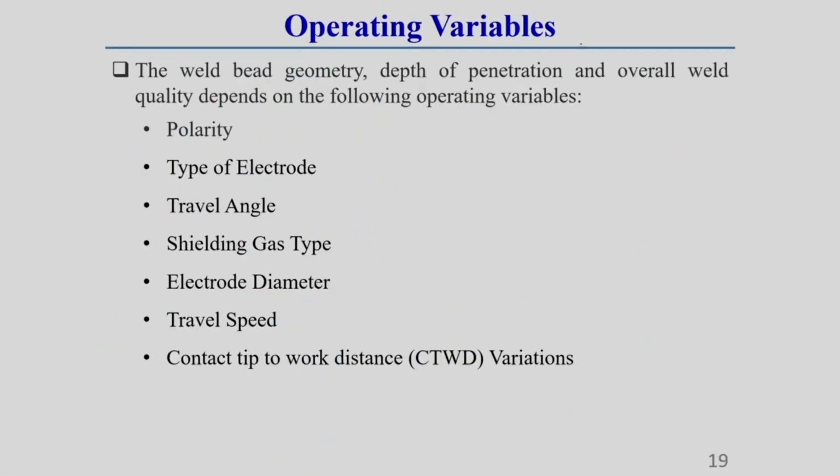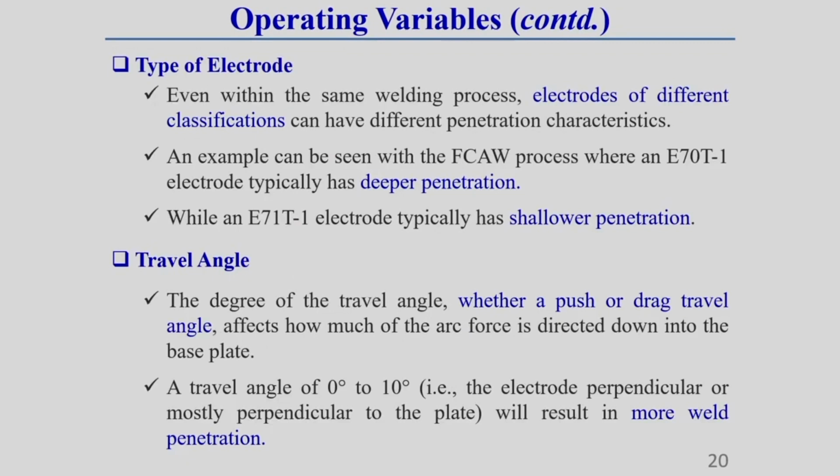Now operating variables, you see these are the main operating variables of this welding process. One is called polarity, another one is type of electrode, travel angle, shielding gas type, electrode diameter, travel speed, and CTWD, where C represents contact, T represents tip, W represents work, and D represents distance. So these are the main operating variables of this welding process. Okay. Now I will discuss one by one about these operating variables.